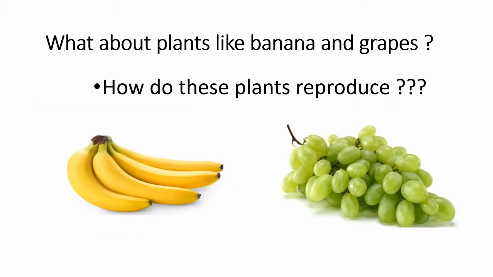But what about plants like banana and grapes? We eat the seedless varieties of banana and grapes. There are some varieties of banana and grape, students, which have seeds in them. But we are eating the seedless varieties. How will these plants reproduce?